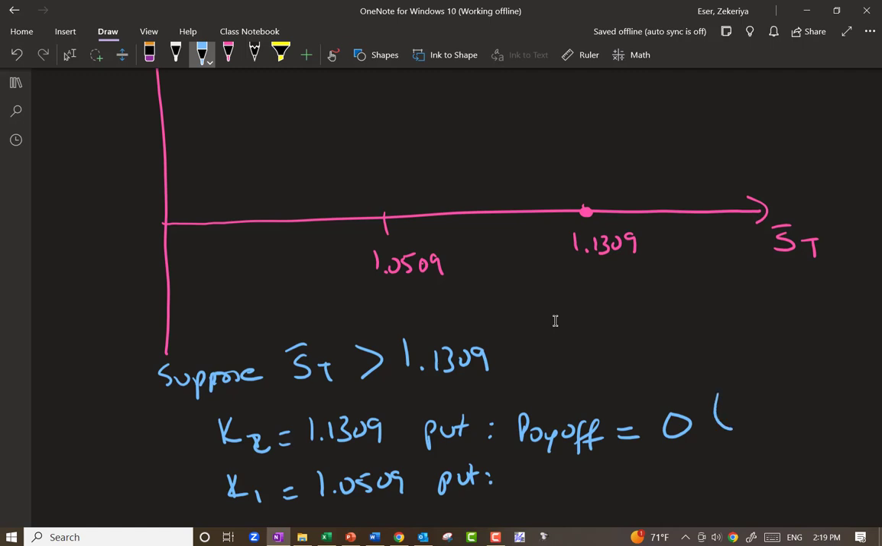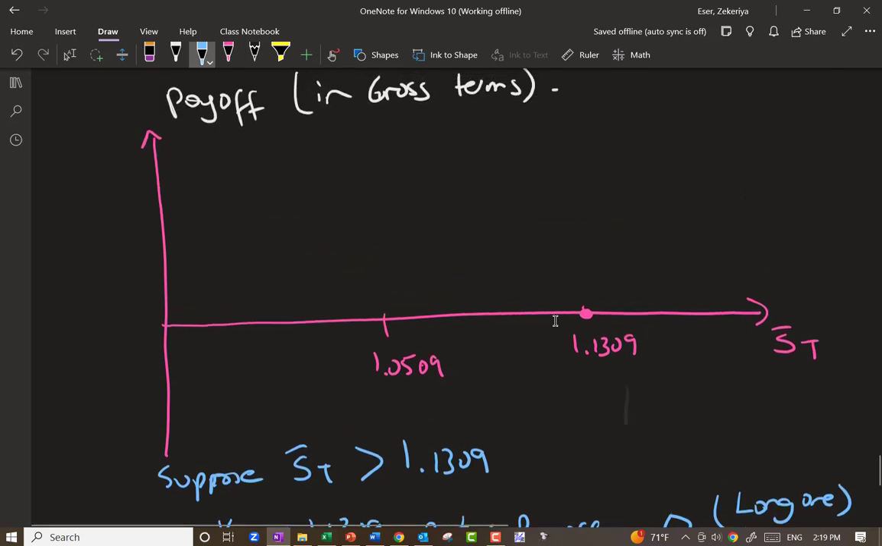So this is the long position. I bought that one. The payoff of the other put is also zero. If the exchange rate is above 1.1309, it's obviously above 1.0509. So the net payoff, or the gross payoff, is zero.